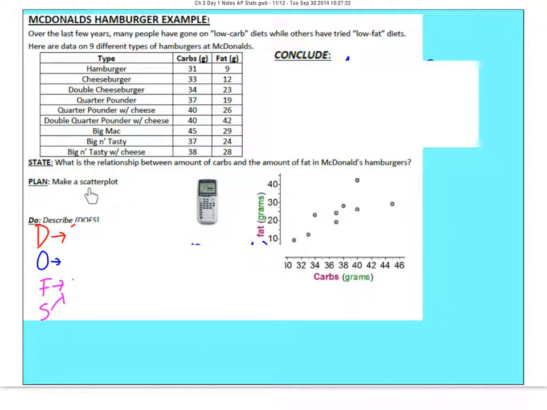Well, let's make a plan and make a scatter plot. Right here is my scatter plot, and I'm choosing to put the carbs on the x-axis and the fat on the y. It's just how I chose to do it, and I plotted the ordered pairs. Let's describe the DOFs for it.